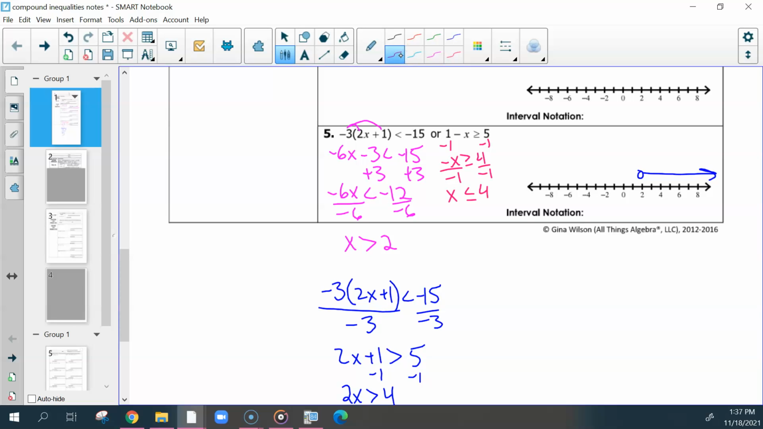The other way, let me rewrite this really fast, would be if I moved my x to the other side, so add x, and then subtract 5. That way I don't have to worry about dividing by the negative and changing the sign. And now I have negative 4 is greater than or equal to x.